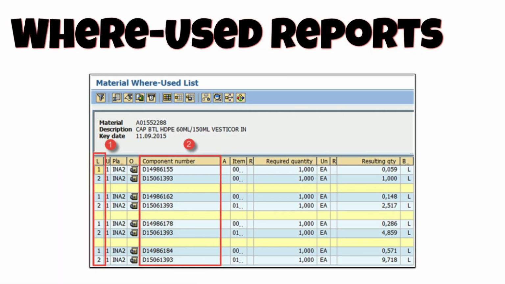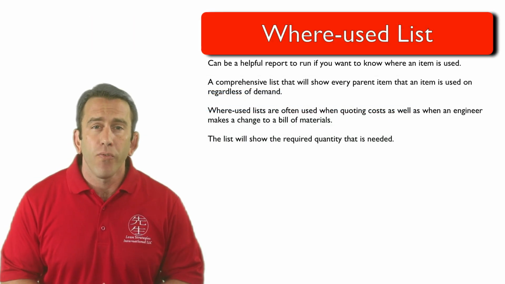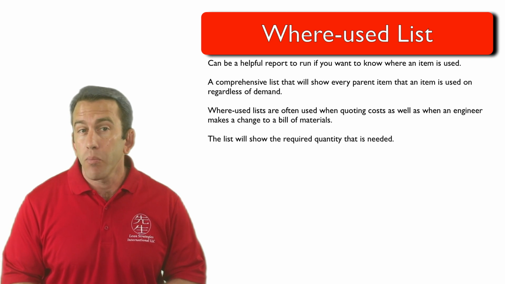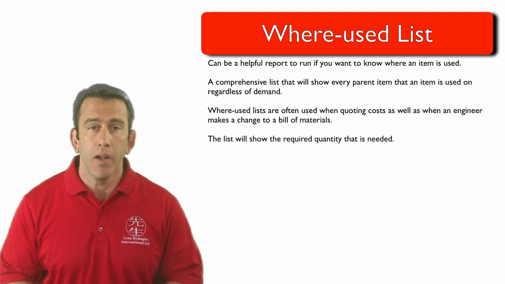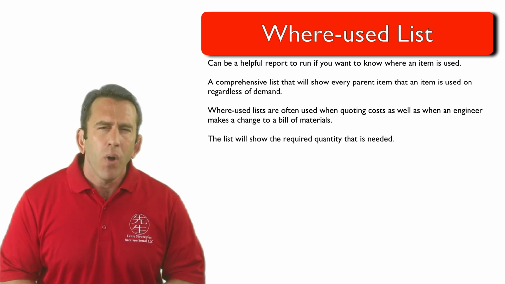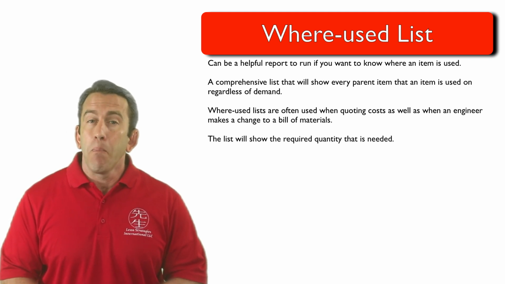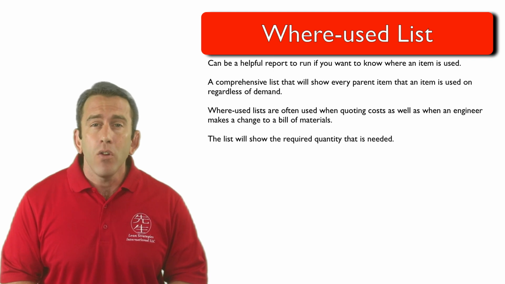As you can see in the photo showing material where used in SAP, the list will show the required quantity that is needed. This can be very useful when looking to make adjustments on allocations or analyzing a change in the system. You may be wondering, what is the difference between a pegging report and a where used list?